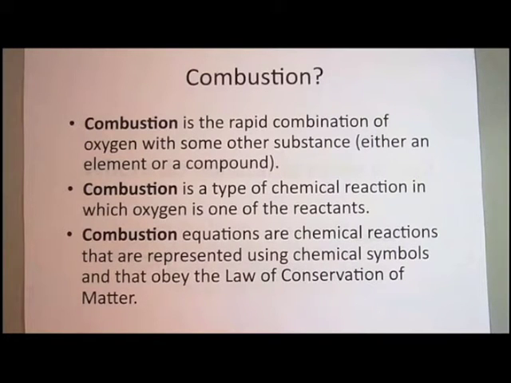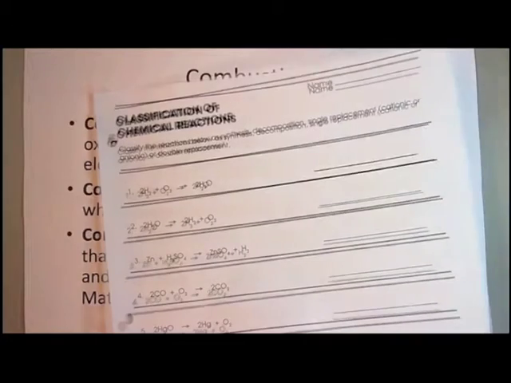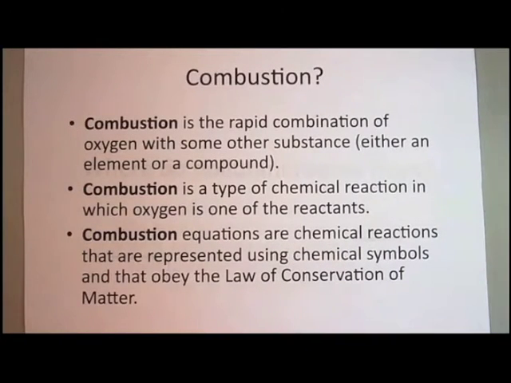All right? And combustion equations are chemical reactions that are represented using chemical symbols, and they obey the law of conservation of matter. All right? So combustion is just a type of chemical reaction. I have another worksheet for you all to do after you finish the POGIL worksheet, called Classification of Chemical Reactions. This is just practice identifying types of reactions. I don't want you to think that a combustion reaction is the only type of chemical reaction.